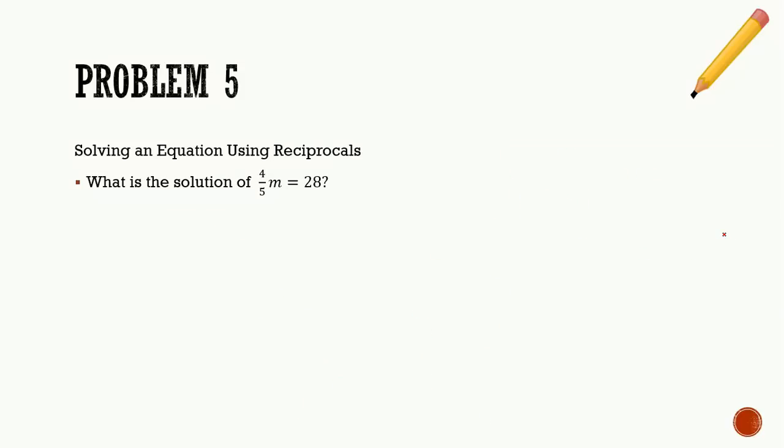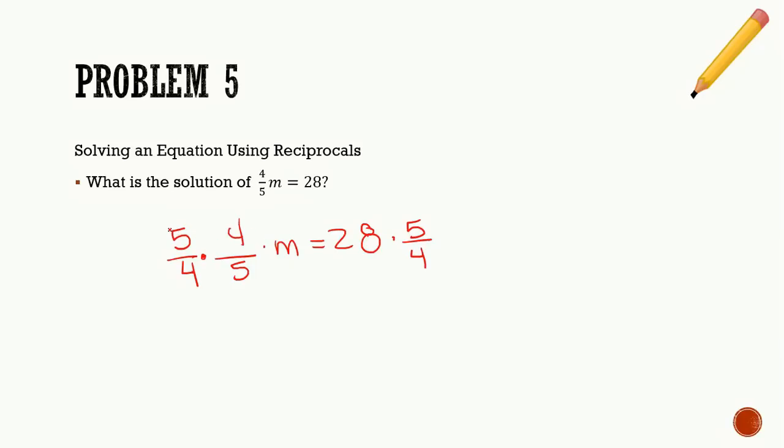And the last problem for the day. I have 4/5 m equals 28. I need to find the solution here. I don't know what to do here. Normally, because there's multiplication, I would divide by 4/5. But dividing by a fraction is the same as multiplying by the reciprocal. So instead of dividing by 4/5, I'm going to actually multiply by the reciprocal, the flipped version, 5/4. That's on both sides. So I'm going to multiply by 5/4 on both sides.